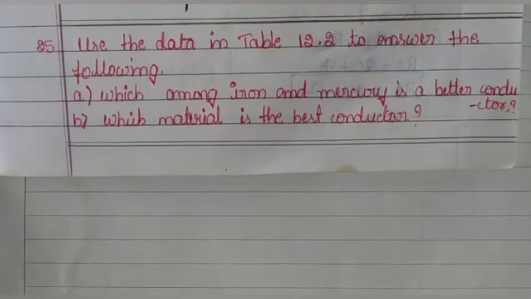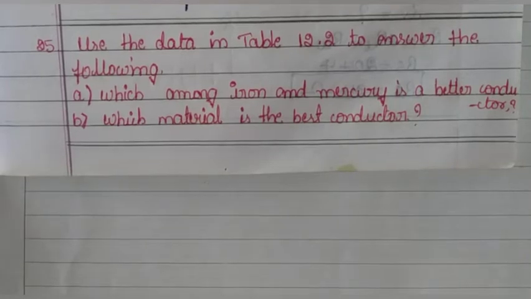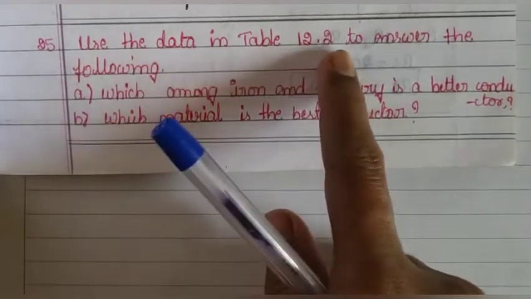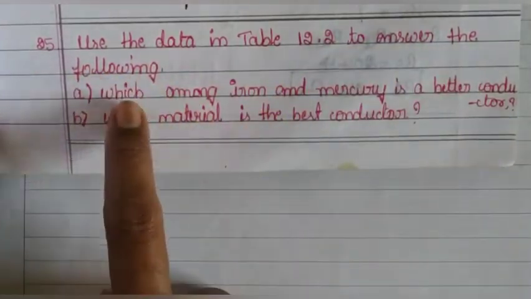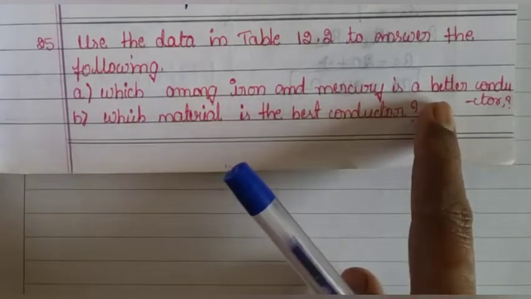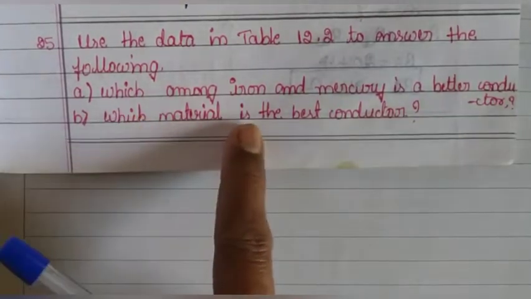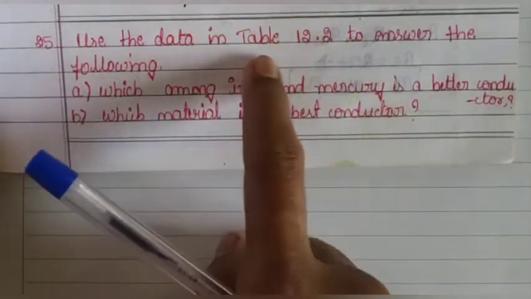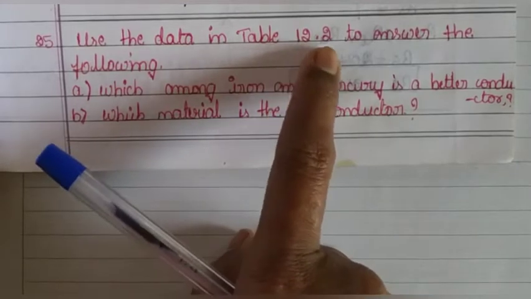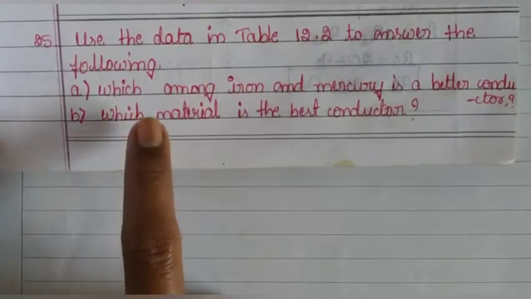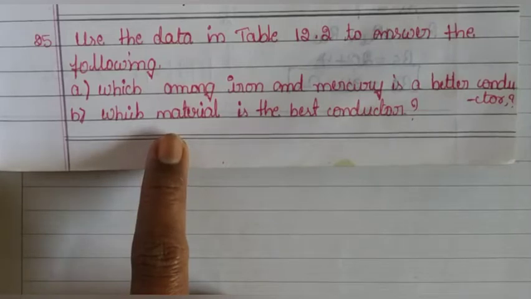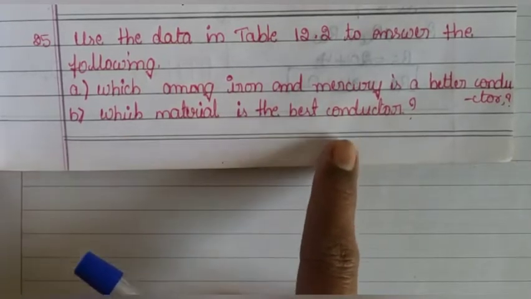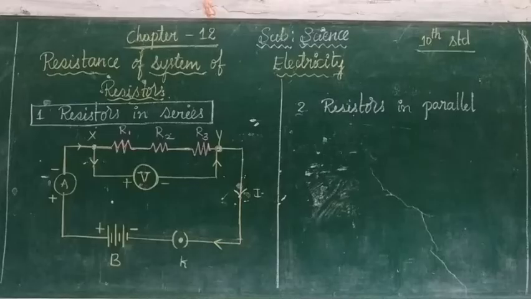Children, now come to the fifth problem of your in-text. One is, use the data in table 12.2 to answer the following. Which among iron and mercury is a better conductor? Which material is the best conductor? Children, look at the table present in your textbook, 12.2, and write the answer for this question yourself, and you will know which material is the best conductor.